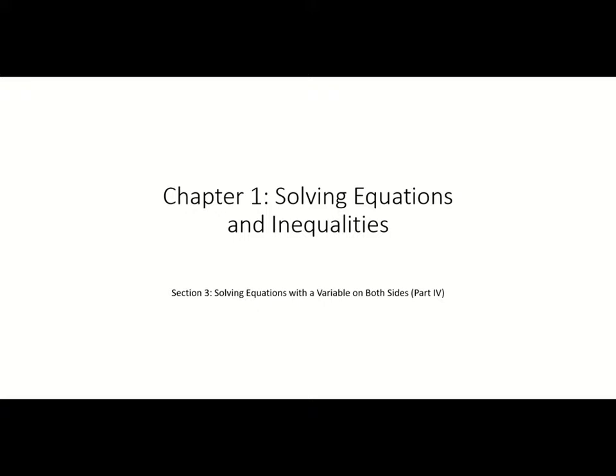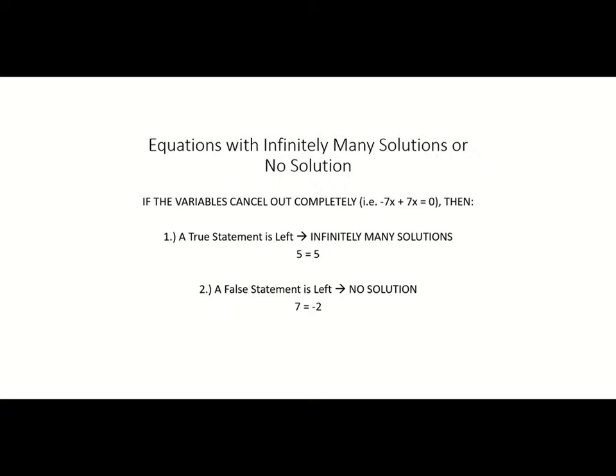Today we will be completing our last set of notes for Section 3, Chapter 1, Solving Equations with a Variable on Both Sides. In this section, we're going to take a look at some special cases that can occur when we solve an equation. When we solve an equation with variables on both sides, it is very possible that we get some equations where the variables cancel out completely. And this can result in equations where we get an answer of infinitely many solutions or an answer of no solution. So we want to talk about, well, how do we know if it's infinitely many solutions or no solution? And what exactly does that mean?